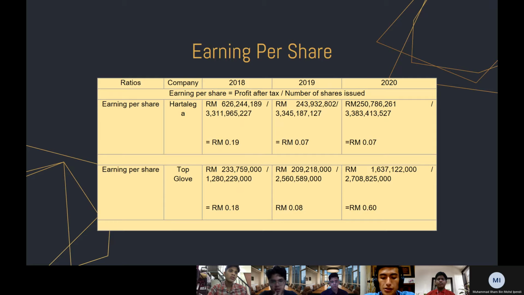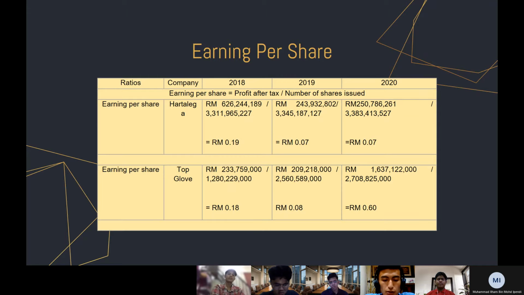So my elaboration based on the earning per share for both companies is that we can compare the performance of both companies using the company's net income and the number of outstanding shares. For the net income or profit after tax in 2018 and 2019, Hartalega Holdings Berhad has a better net income or profit after tax compared to Top Glove Corporation Berhad.